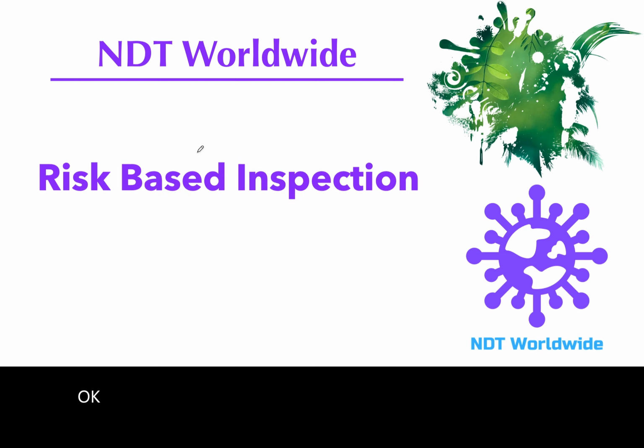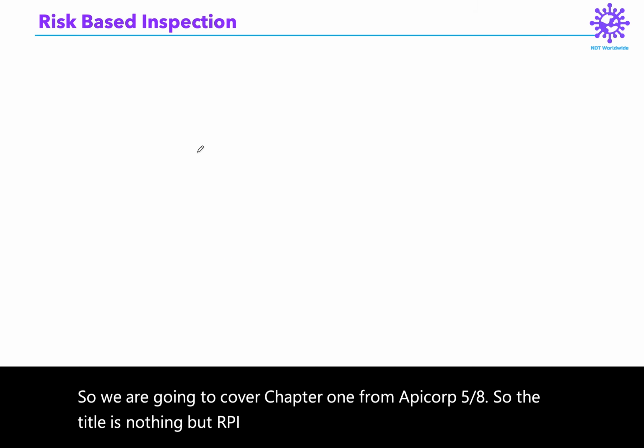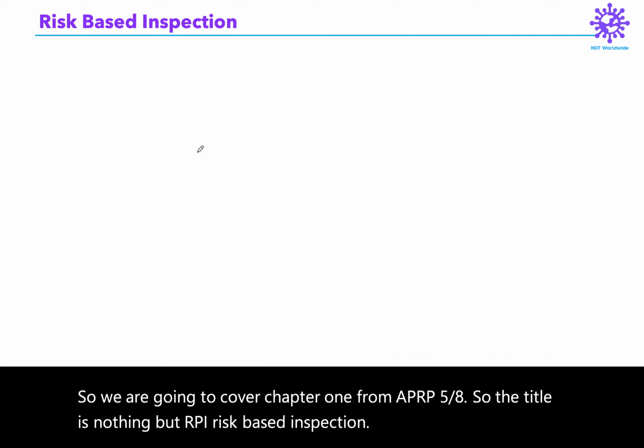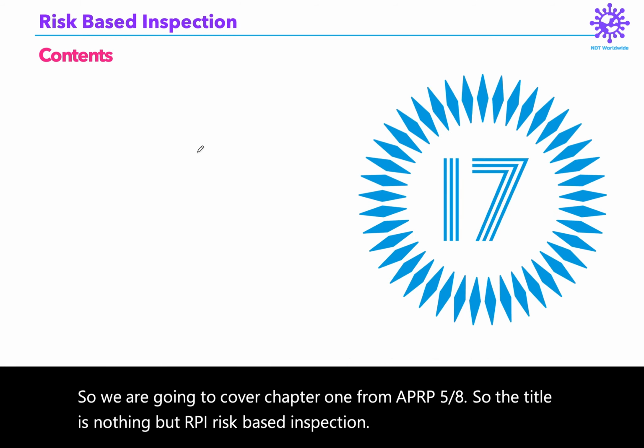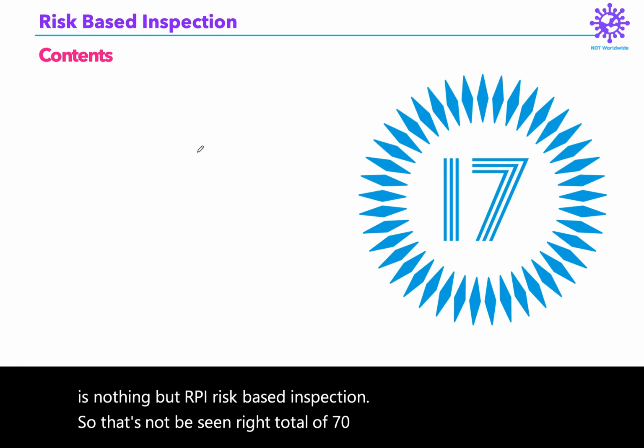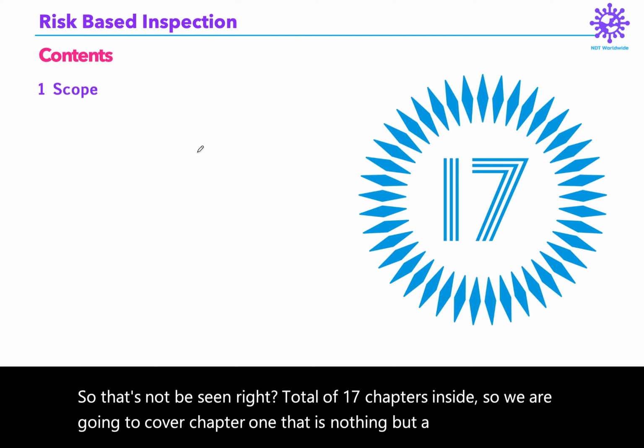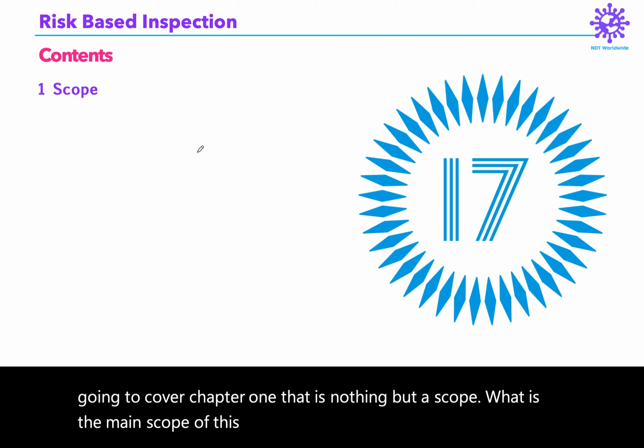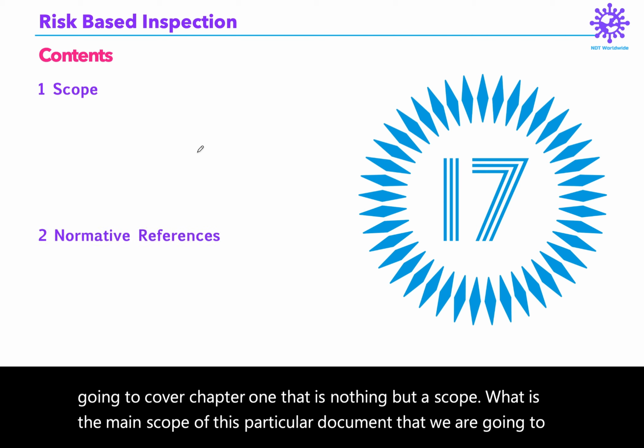Okay, so we are going to cover chapter 1 from API RP 580. The title is nothing but RBI, risk-based inspection. Just now we saw there are a total of 17 chapters inside. We are going to cover chapter 1, that is nothing but the scope. What is the main scope of this particular document, we are going to discuss shortly.